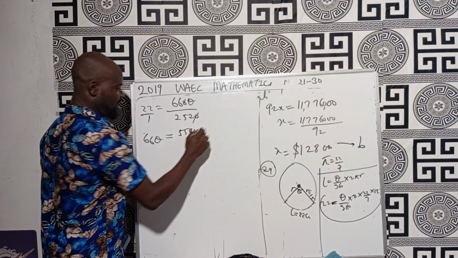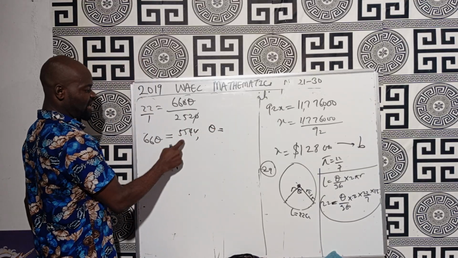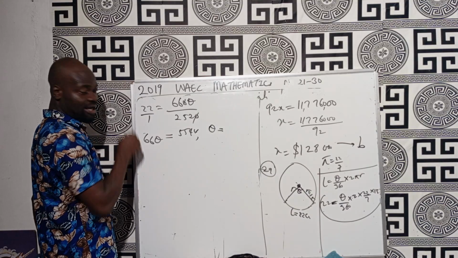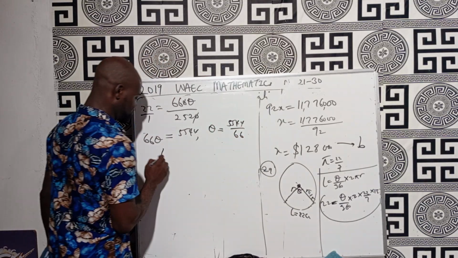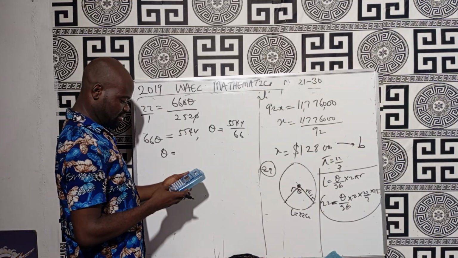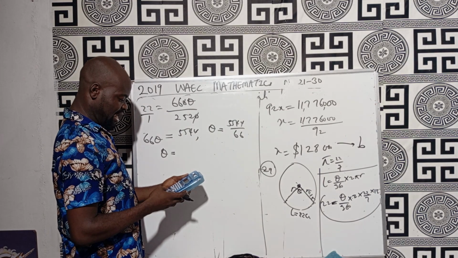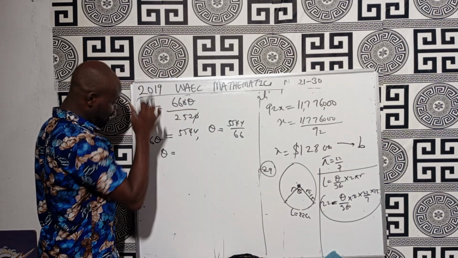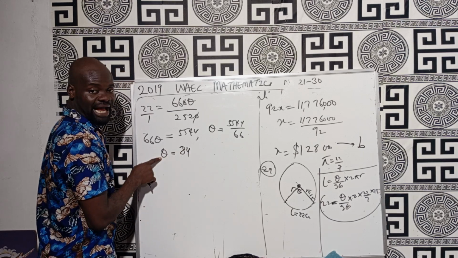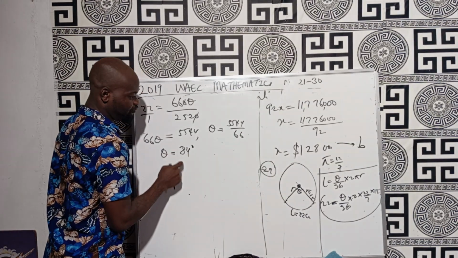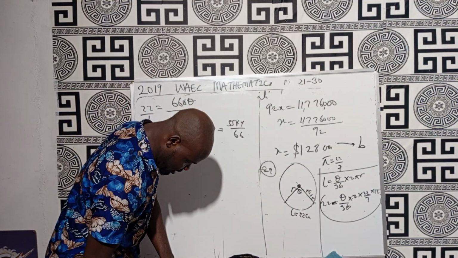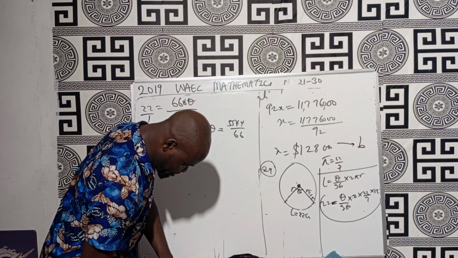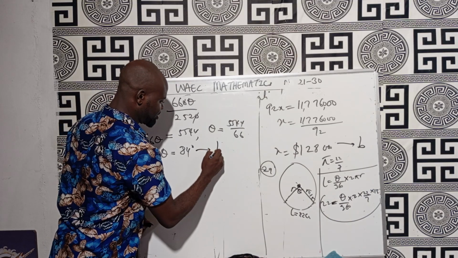5544. So theta equals to what? 5544 all over 66. And that's what? Divided by, that's 84. Theta equals to 84. And your theta is an angle measured in degrees. 84 degrees. So that's the answer. That's option what? Option B. You can see.